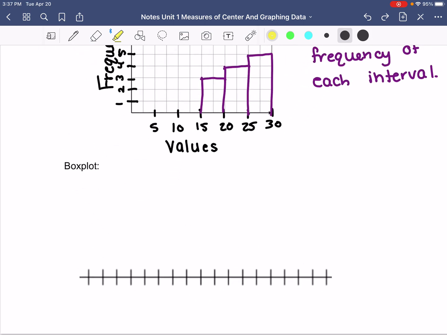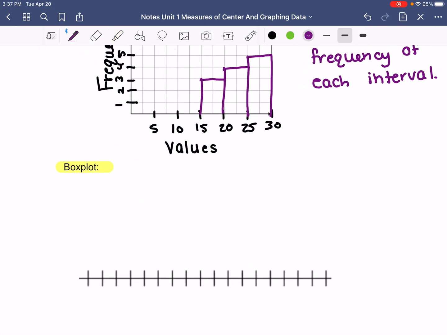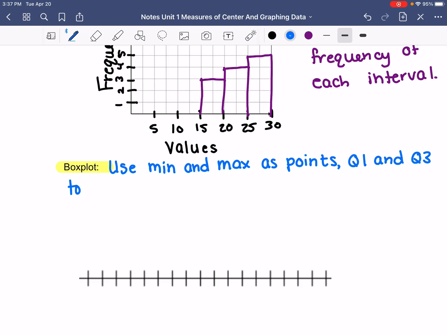All right, last one is our box plot. To draw a box plot, you're going to need 5 things: the minimum, maximum, quartile 1, quartile 3, and the median. Use minimum and maximum as points. Q1 and Q3 to draw the box. And the median as a line through the box.